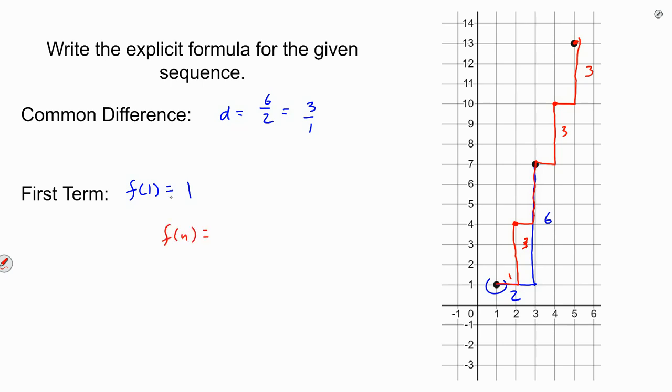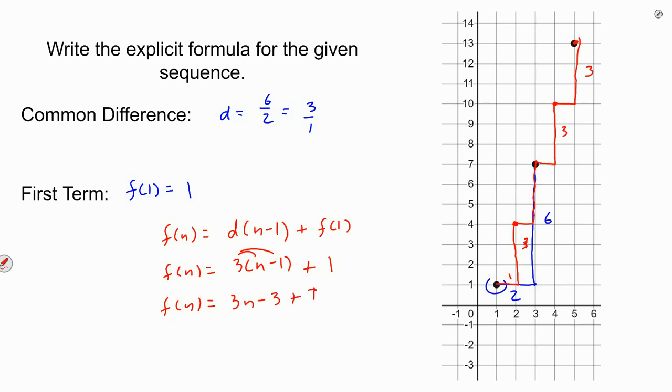Now I'm going to plug it into my formula, plus f of 1. We plug in 3. So 3 times n minus 1 plus my first term. I'll distribute here. So f of n equals 3n minus 3 plus 1. There we go. And we combine our terms. So f of n equals 3n minus 2.